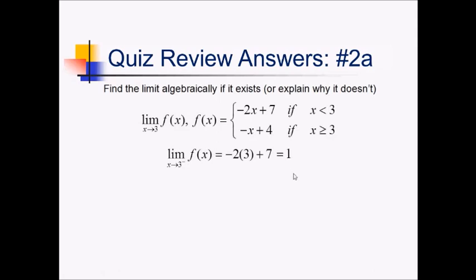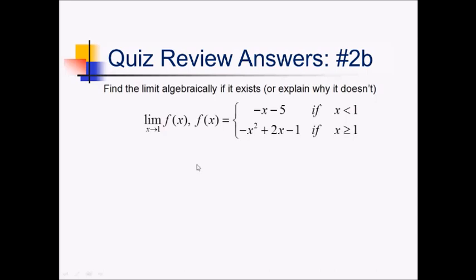Now we find the right side limit as x approaches 3 from the right by plugging 3 into this after rule, the rule that deals with the values after x equals 3. So that's going to be -3 plus 4 if I plug that in, and that also comes out to 1. Since 1 equals 1, since the left and the right side limits agree, that means the overall limit as x approaches 3, the two-sided limit, is going to be 1.